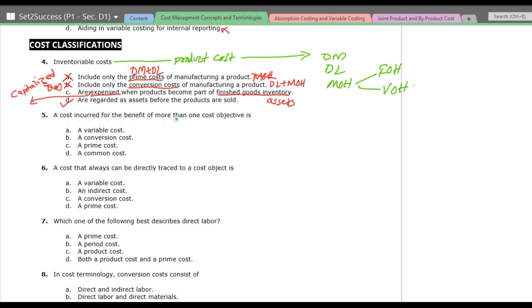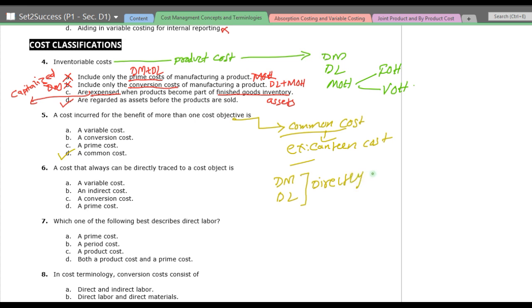Next, a cost incurred for the benefit of more than one cost objective is the definition of common cost. An example of common cost is canteen cost. Next, a cost that always can be directly traced to a cost object. We have direct material and direct labor. They are directly traceable. Manufacturing overhead costs are not directly traceable.